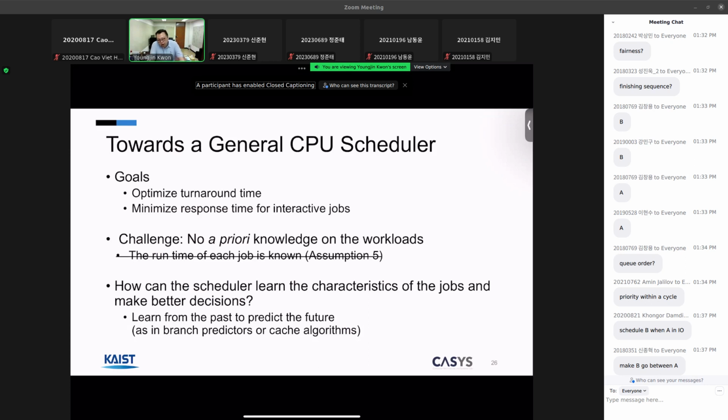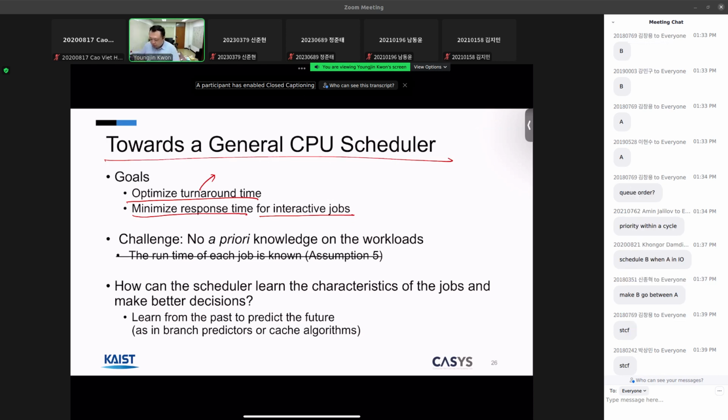So here's one observation. The final goal of this lecture is the general CPU scheduler, the most common, most popular one. Linux also uses this kind of general scheduler. So what is a general scheduler? I want a good turnaround time, and also I want to minimize response time for interactive jobs. So let's take a look at the way to improve turnaround time. Which scheduler gives good turnaround time?